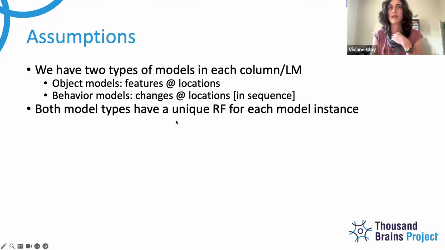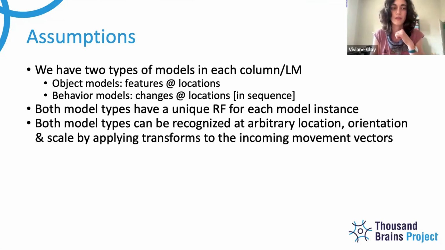Both model types have a unique reference frame for each model instance. So each object model has a unique reference frame and each behavior model has a unique reference frame, and they're independent of each other. And both model types can be recognized at arbitrary location, orientation, and scale by applying transforms to the incoming movement vectors, and pose-dependent features as well. Basically, rotating the incoming movement and features to transform them into that unique reference frame.